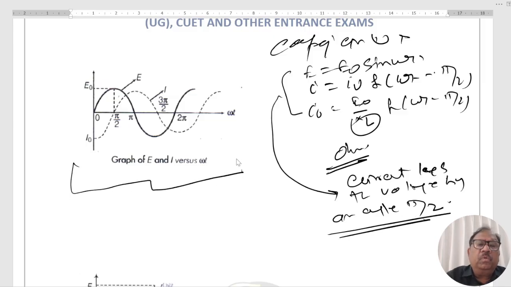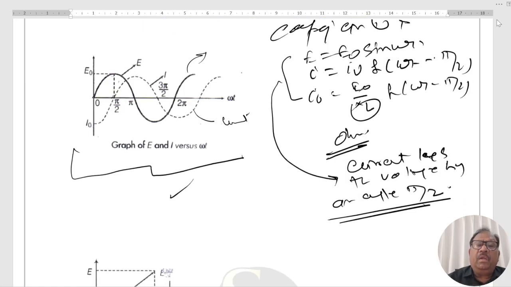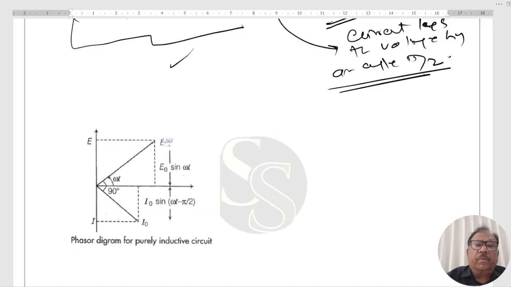At t equal to 0, this is the sine wave for EMF. This is for instantaneous current. So it is lagging. When EMF is maximum, current is 0. That is lagging by pi by 2. Right? And next is the phasor diagram.